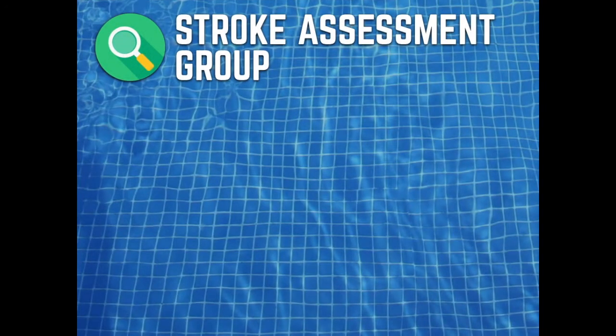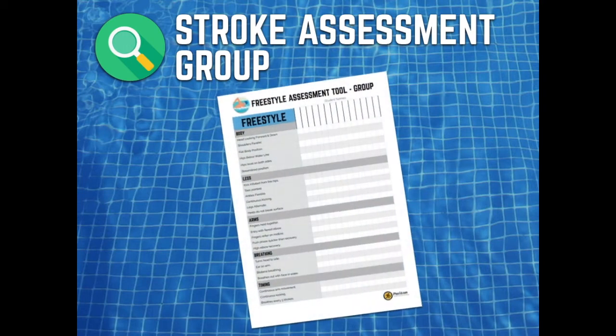Now, I mentioned earlier that there's also a group assessment tool. What this does is it enables you to assess multiple students at the same time. So all of those same success criteria that were on the stroke assessment cards are down the left-hand side there in terms of their body, legs, arms, breathing, and timing. And then across the top, there is a space to write student names, and then you can obviously tick them off as you go. So if you are teaching in a group setting, then this tool is going to be very, very helpful for you in that regard.